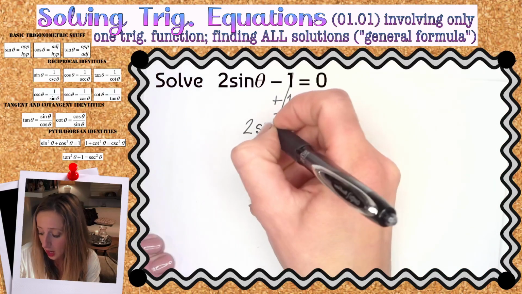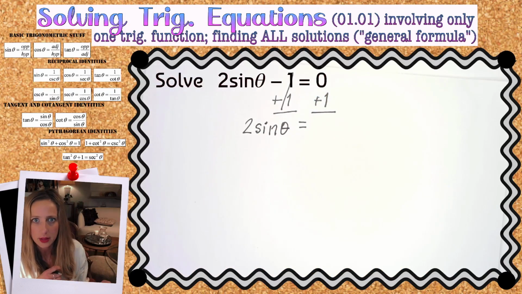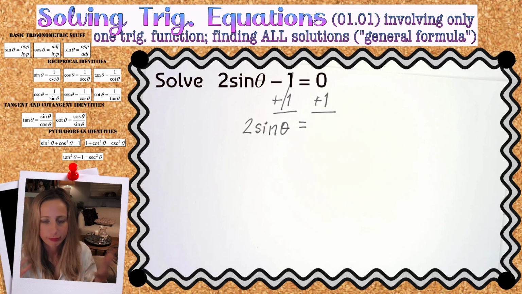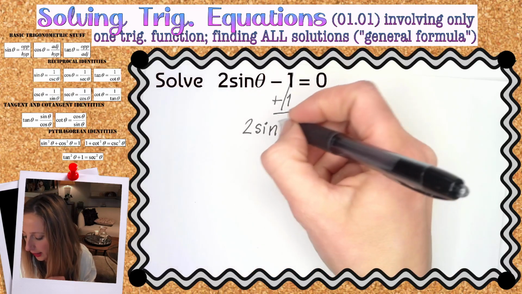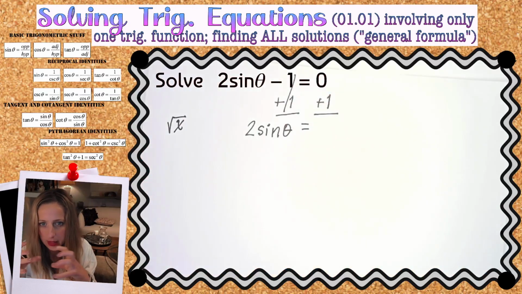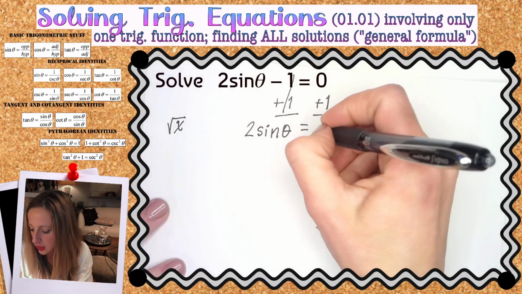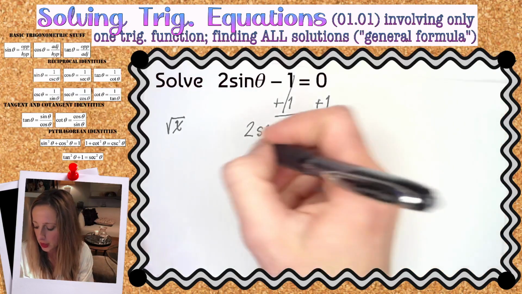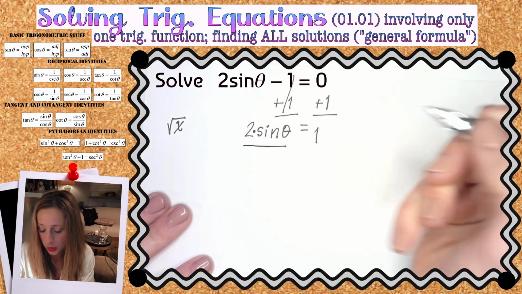We have 2 times the sine of theta, almost like the square root of x, or the log of p, whatever it is. Whatever the function is, in this case it's sine, we're taking sine of x or theta. So that's like saying the square root of x. It's a function operation being applied to, in this case, our variable. And that is equal to 1. The next layer to peel off is the multiplication. This 2 is attached to the sine theta with multiplication.